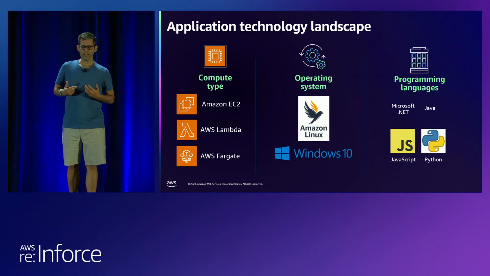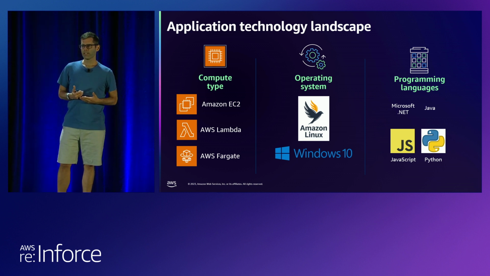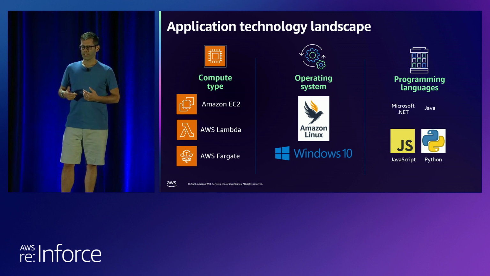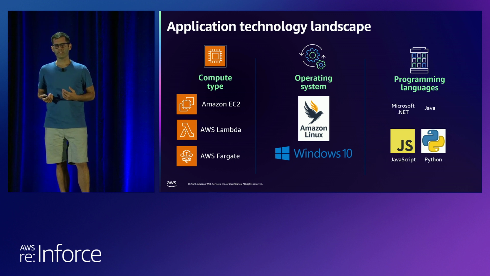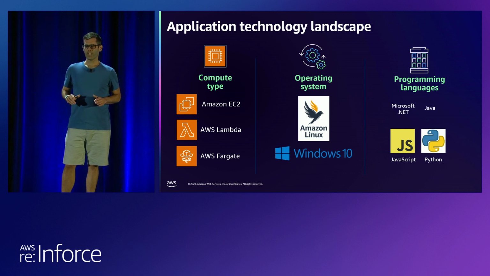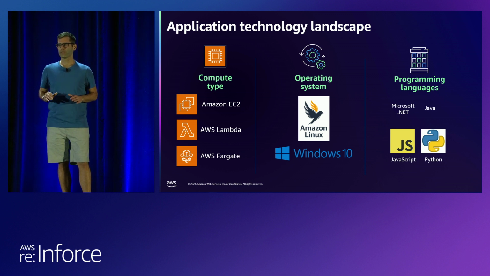So talking about agent and scanning coverage, we have this diverse application technology landscape. We have a very large EC2 footprint, and we're continuing to build more and more serverless components and applications, leveraging Lambda and Fargate to host those. And today we have 10,000 compute resources that we need to protect. And on those 10,000 resources, we have a variety of operating systems and programming languages that are running on those.